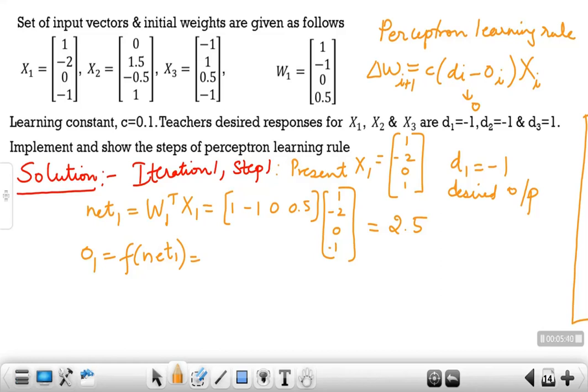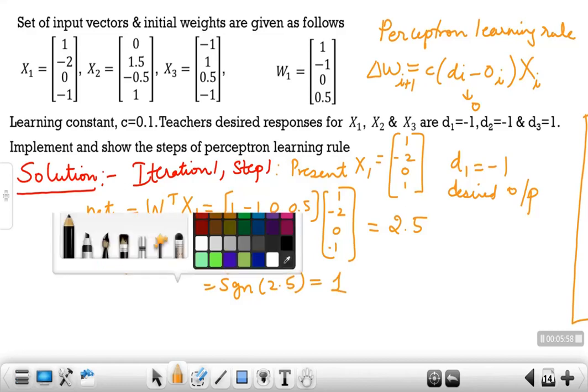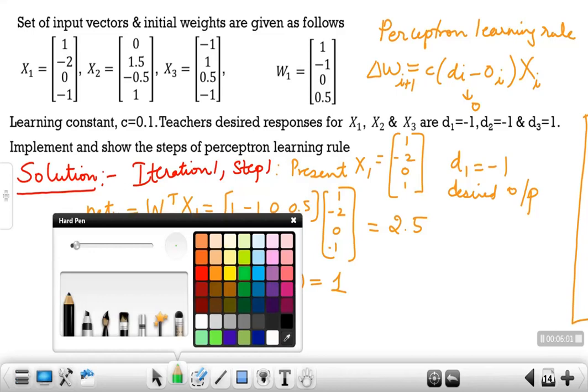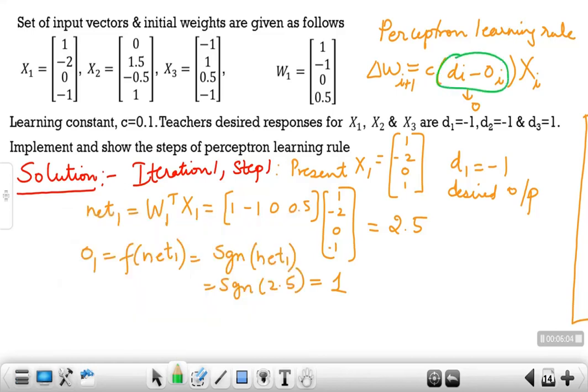Now next, what is O1? O1 is nothing but f of net 1, and as you know, the perceptron learning rule is only for the signum function. So we do not have to bother about what the function is. It is sign of net 1, that is sign of 2.5. And what is the sign of 2.5? 2.5 is a positive number, hence sign of net is equal to 1. So now what is the learning signal here?